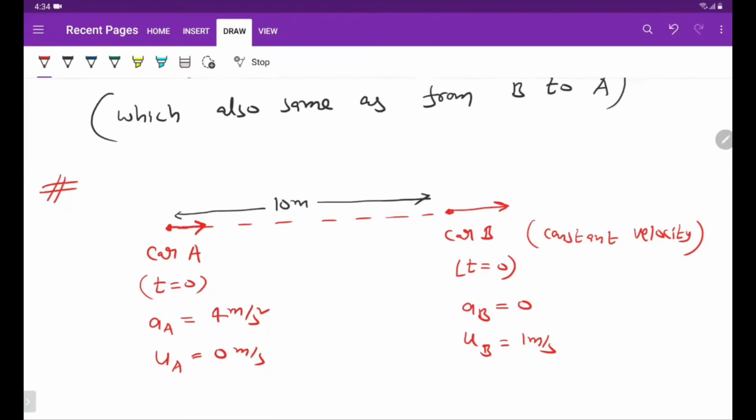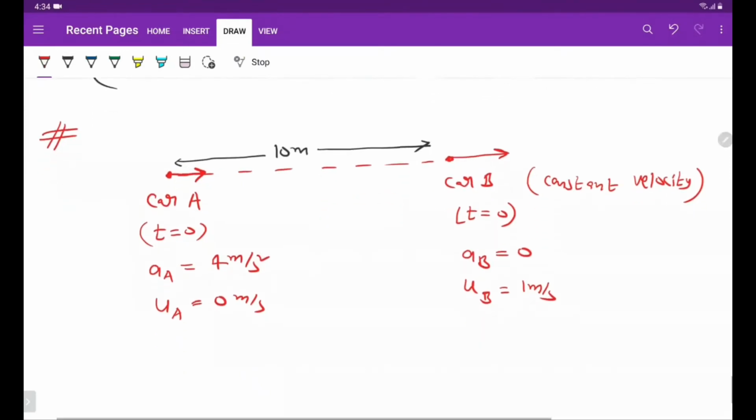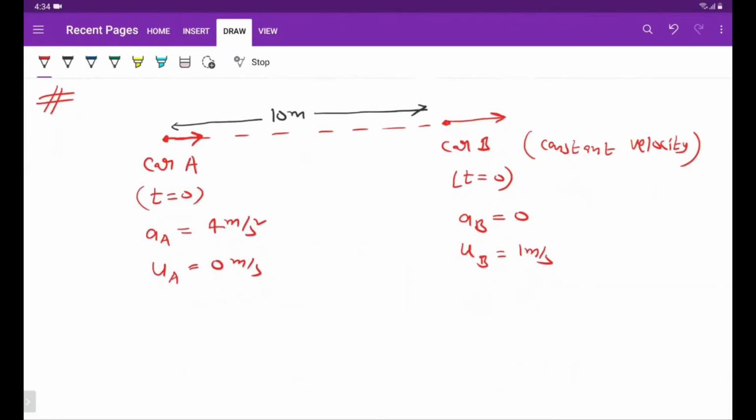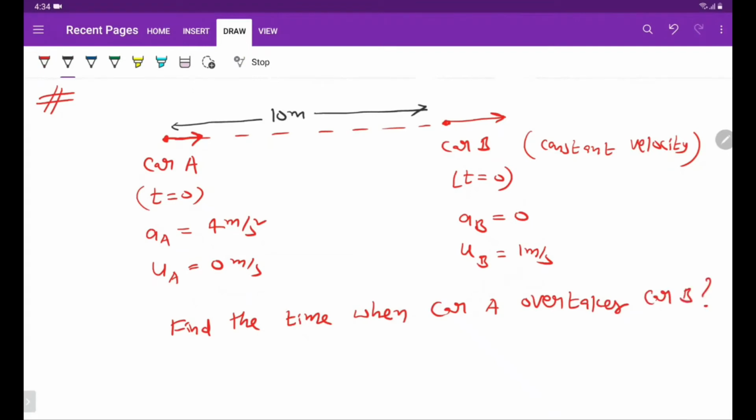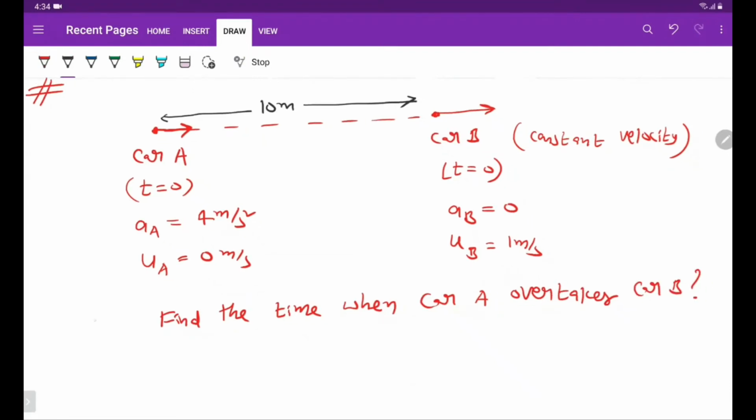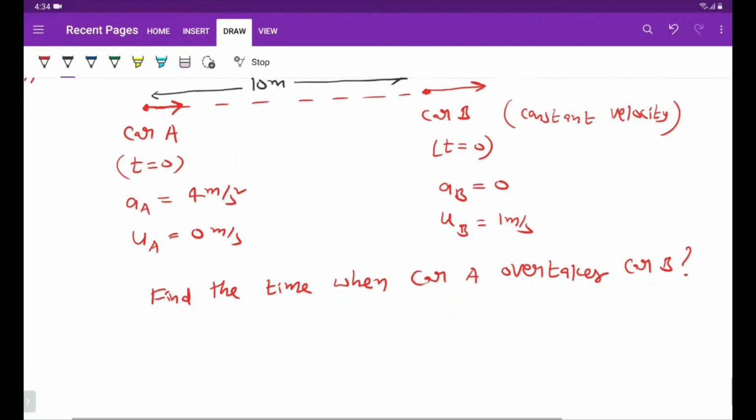But car A is accelerating. At time t0, both started. So the question is: find the time when car A overtakes car B. So this is the question. We can solve this question in two methods. One is the general method, so first we solve it using the general method. Method one.